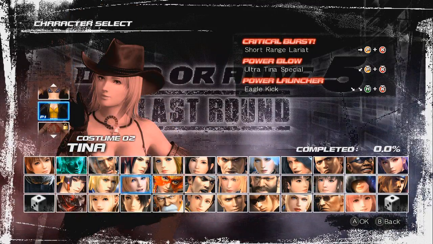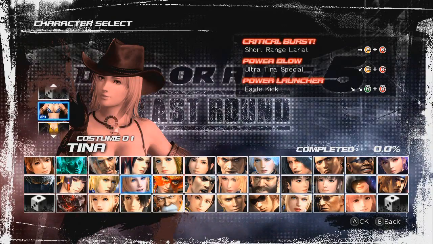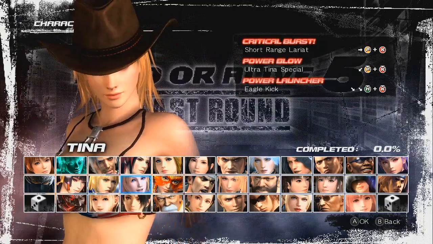Normally I would go for her second outfit because I think it looks cooler. But we're going to go with this outfit to get maximum boob jigglies, because I want to both prove the point that it's not as bad as everybody makes it out to be, and I want to see boobies jiggling anyways.